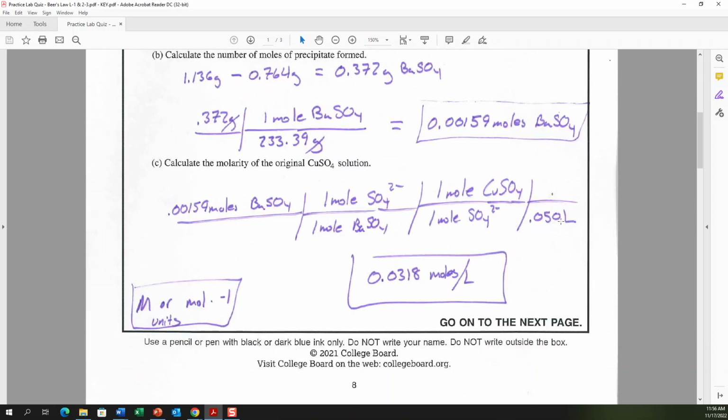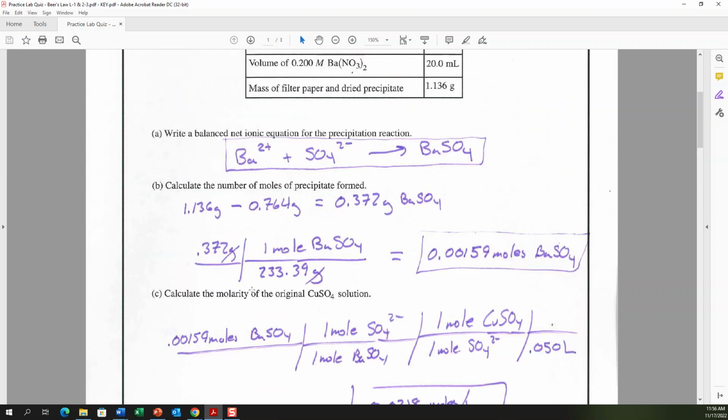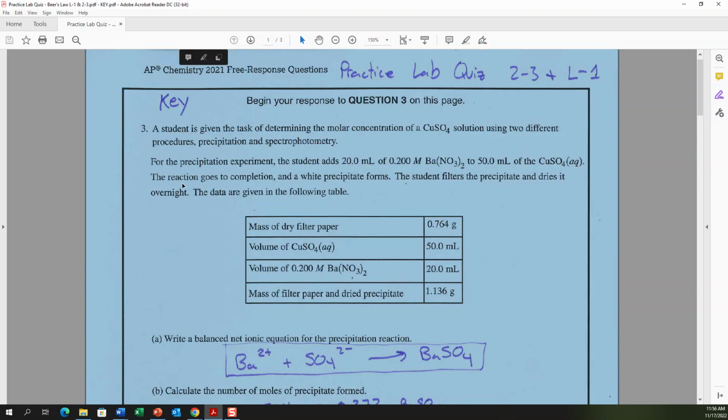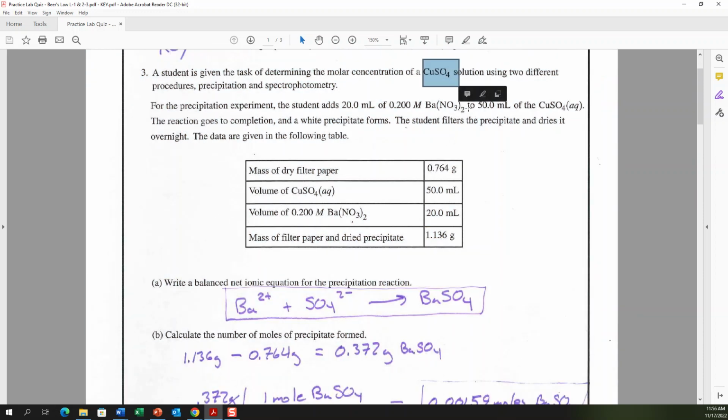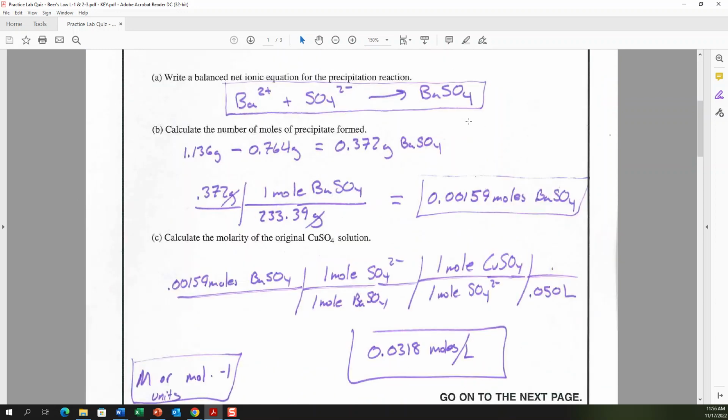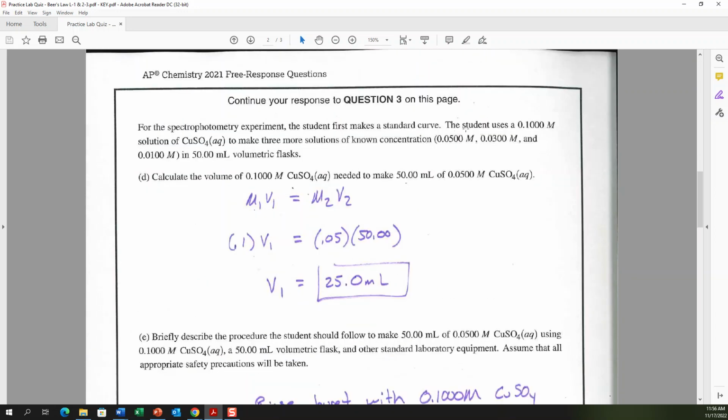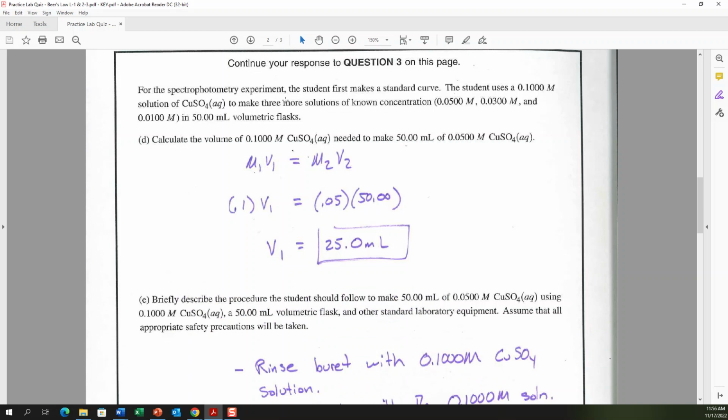So divided by 0.05 liters, and you get your molarity. So the units would be moles per liter, or capital M, or moles to the -1, all right? Okay, so that was the student's first way to determine the molarity of the copper sulfate solution, all right? All right, then, now they're going to use Beer's law.